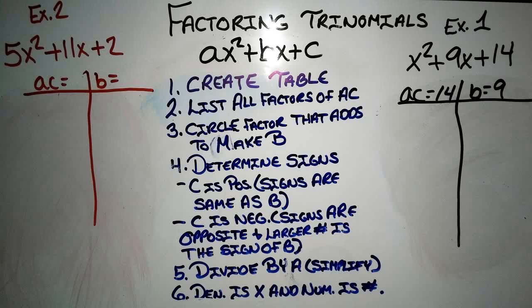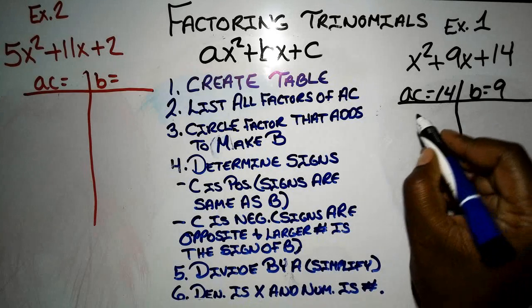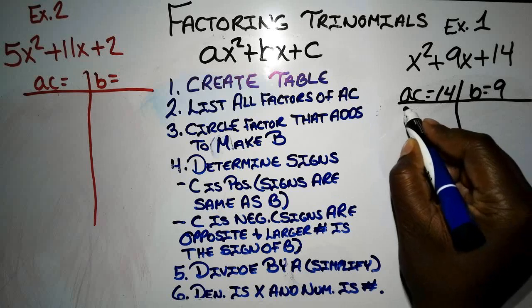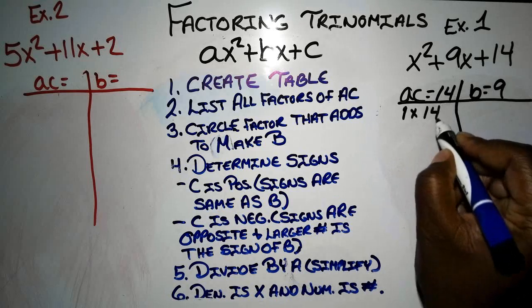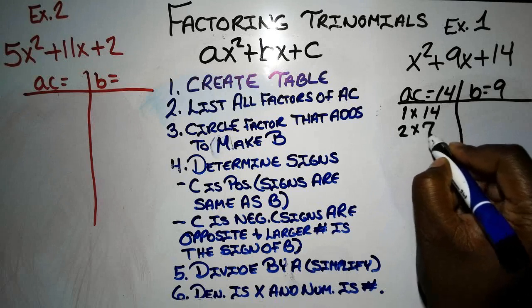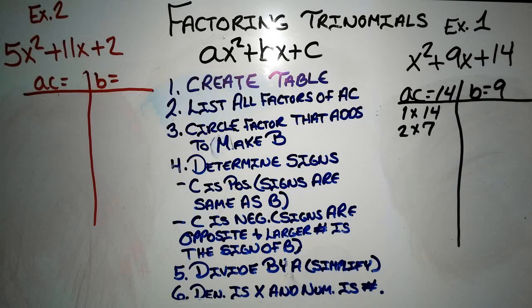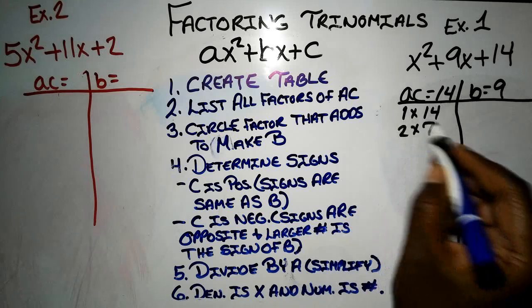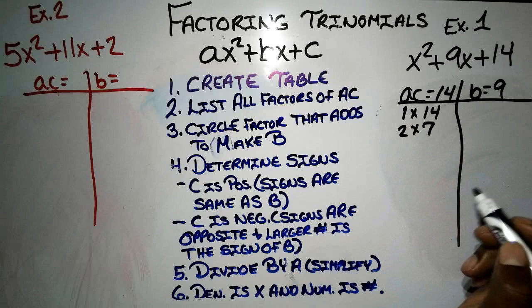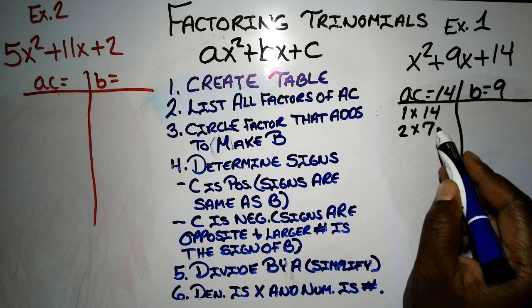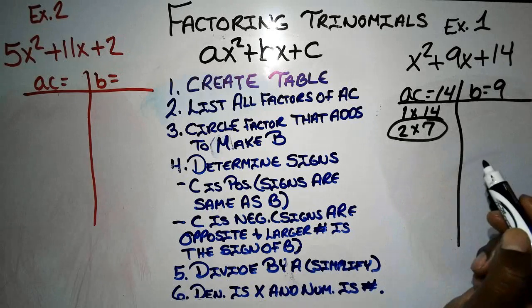So next we're going to list all the factors of AC. So when I list all the factors of AC, I'm going to have 1 times 14, 2 times 7. There are no other factors of 14 that are not repeating what we already did. So now I am going to look at those numbers, and I'm going to circle the factors that add to make our b. Well, 1 plus 14, I cannot add them in any form in order to get b, but 2 plus 7 will give me 9.